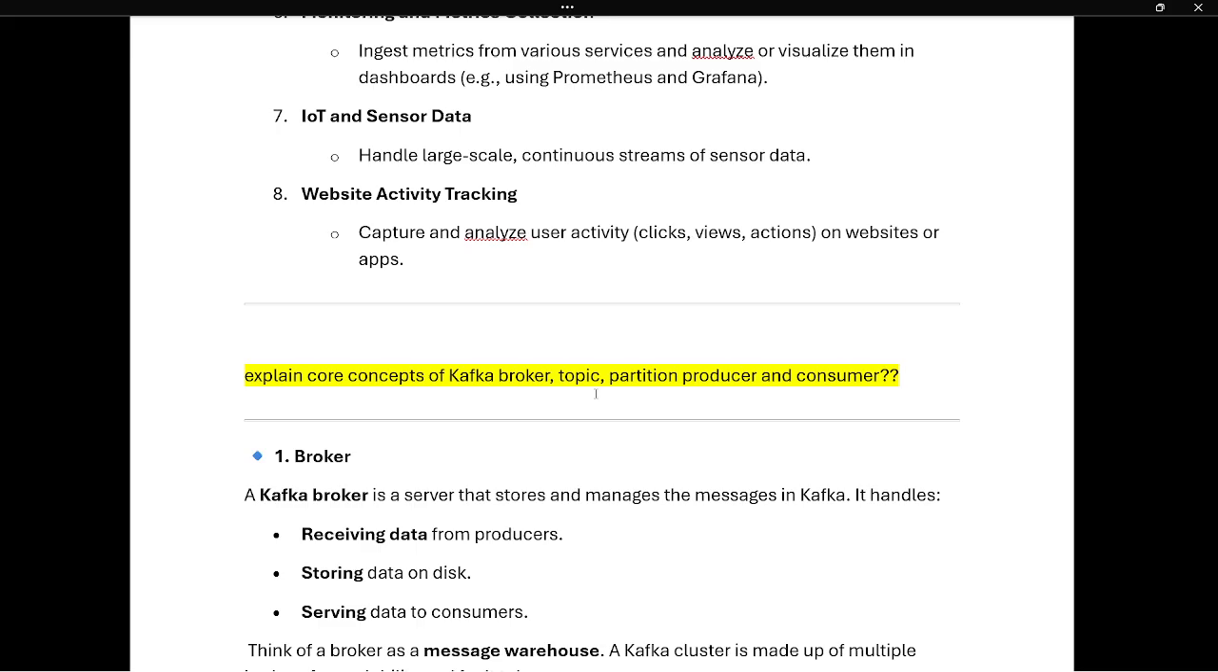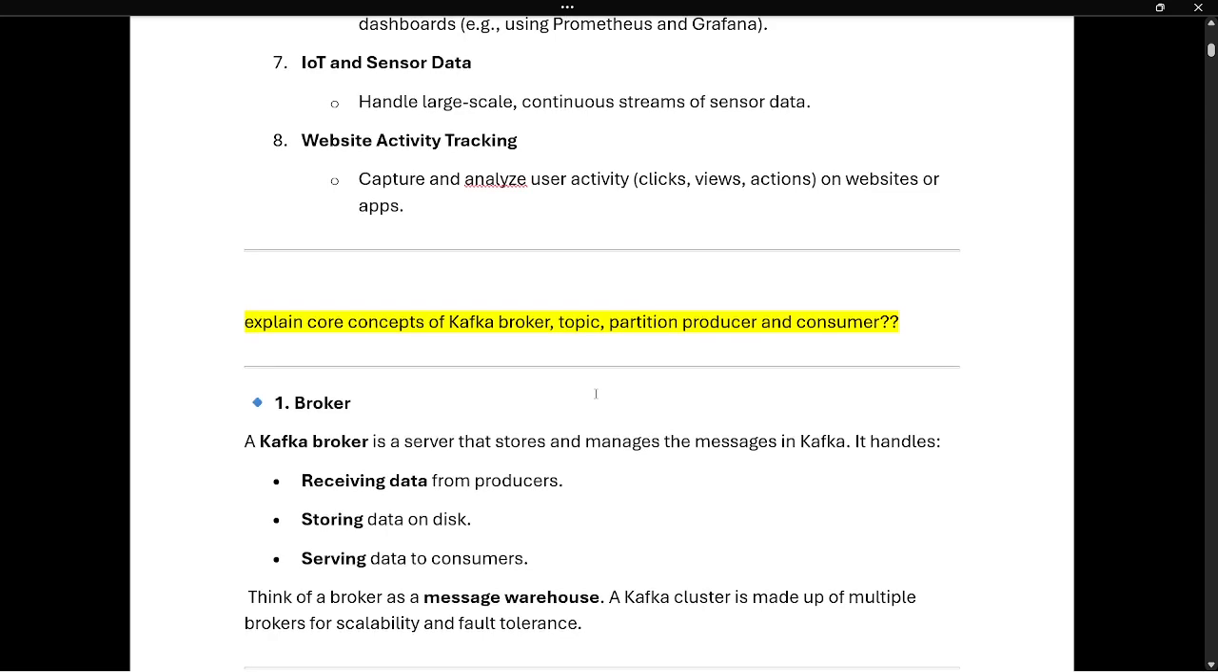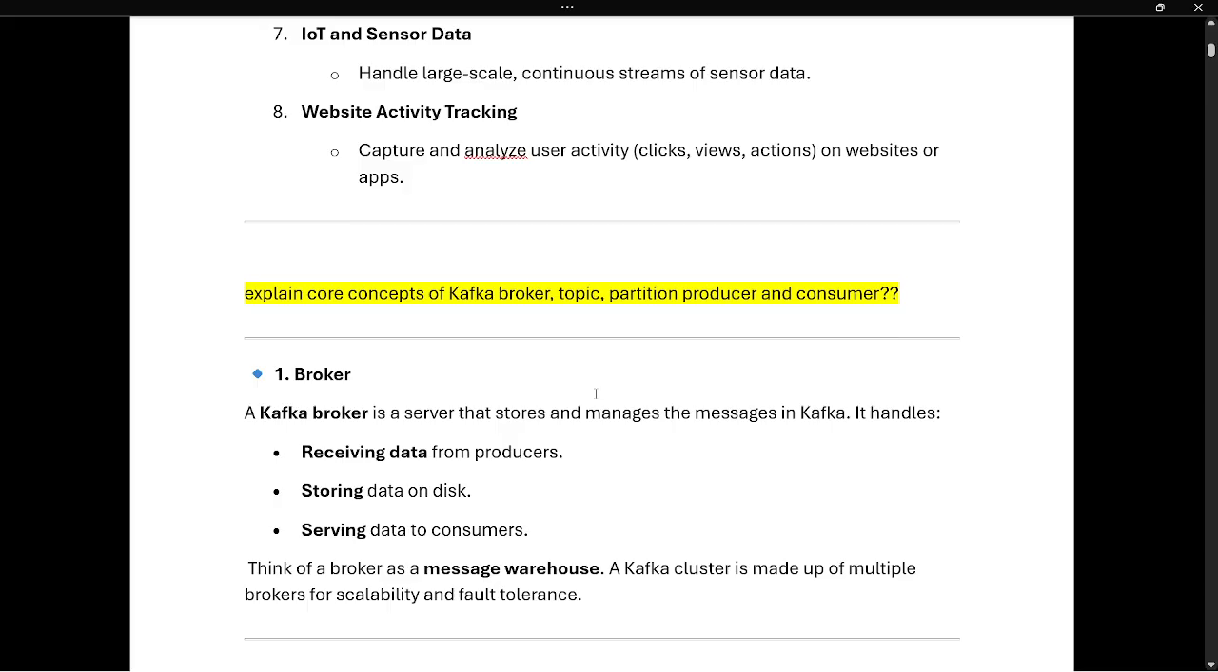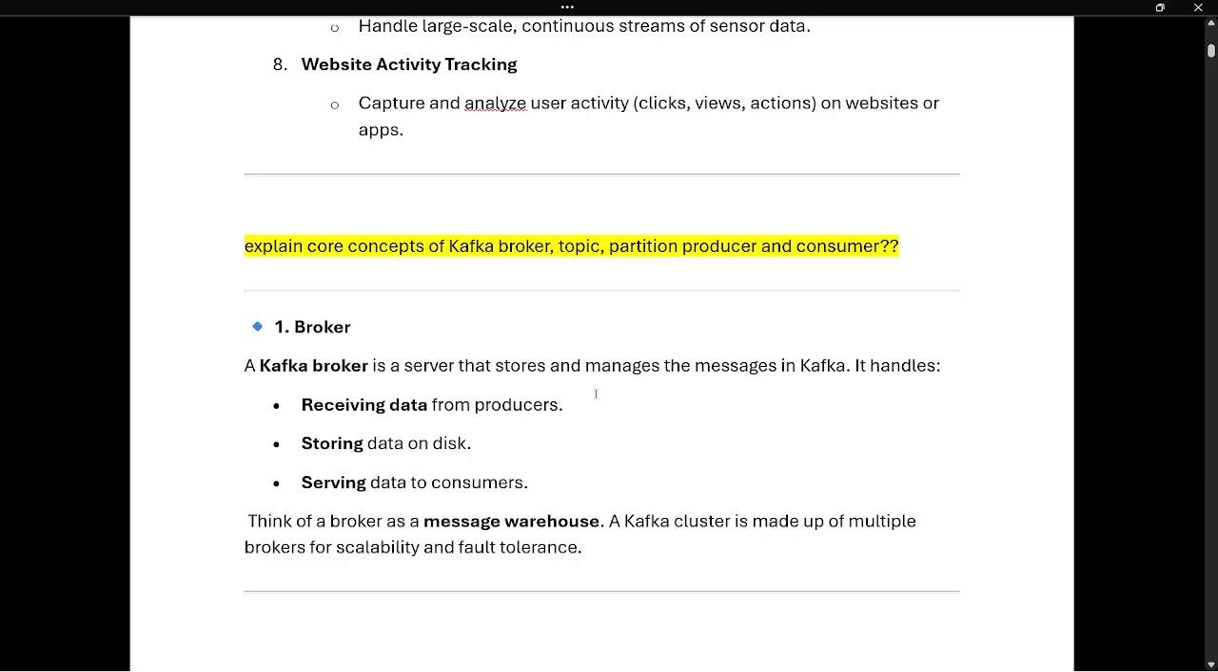So Kafka broker is, think of it like a message warehouse, where data is getting stored. The producer is producing, and the stored data is getting consumed by the different consumers. A Kafka cluster is made of multiple brokers for scalability and fault tolerance. We have multiple brokers because if one goes down, we achieve fault tolerance with the help of other brokers. We can bring the other broker up. So a broker is nothing but a server that stores and manages the messages in Kafka.